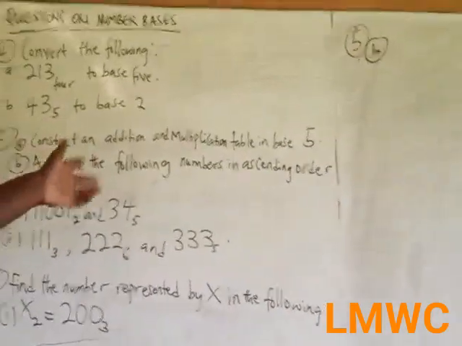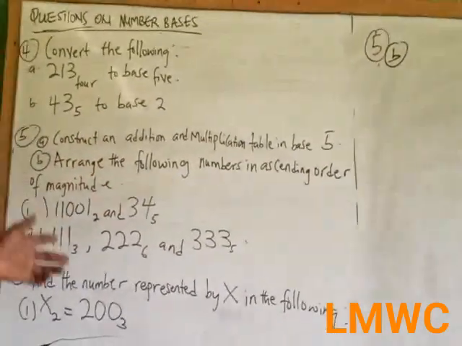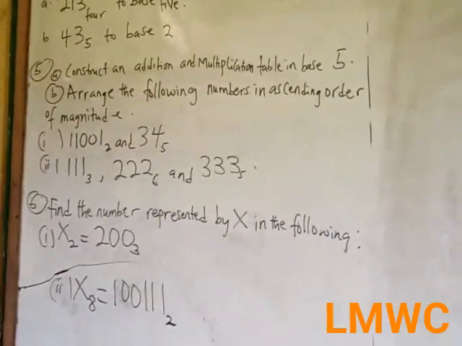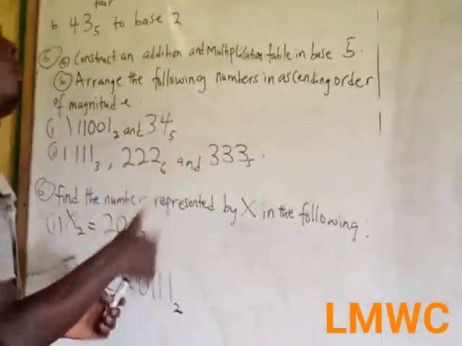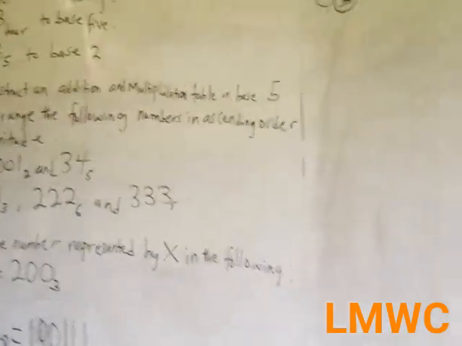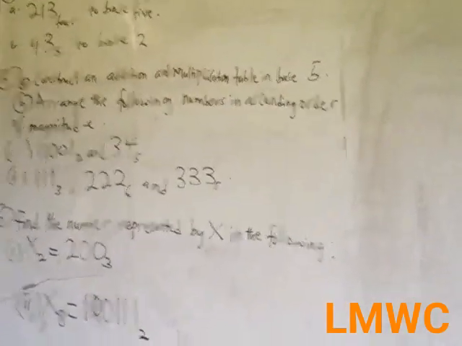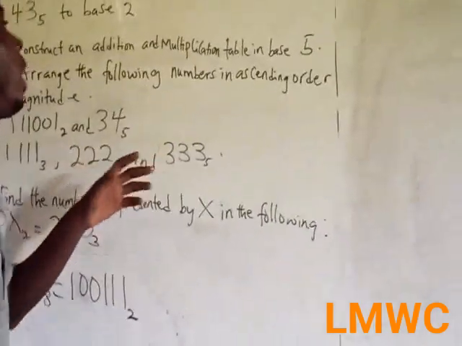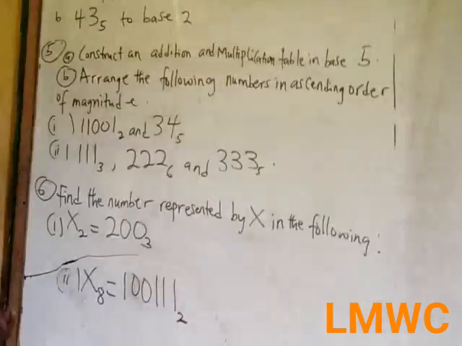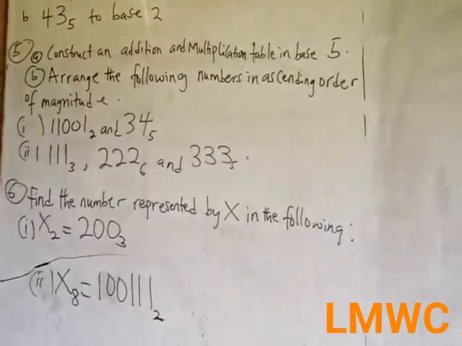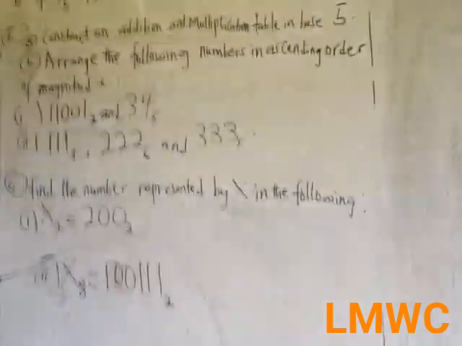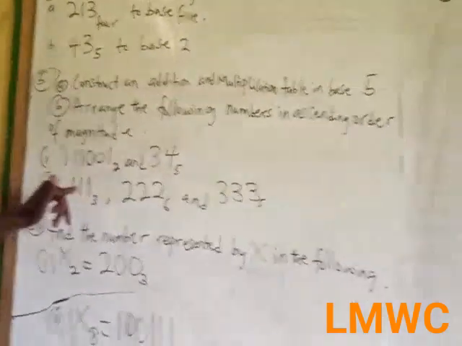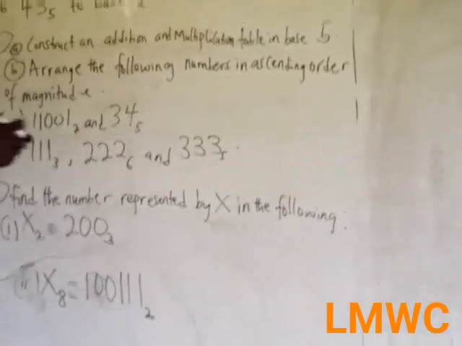5b. Arrange the following numbers in ascending order of magnitude. When I say ascending order, it means from the smallest to the highest. And when we say descending, it's from the highest to the smallest. So always in number bases, if you are given a sample of number bases and you are asked to arrange it in either ascending or descending, the first thing you are supposed to do is change the number bases to base 10. After that, you check.